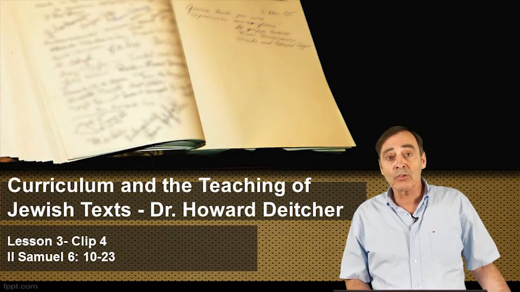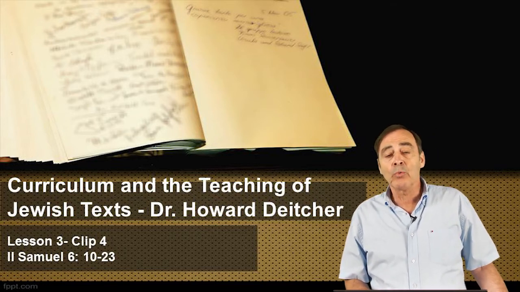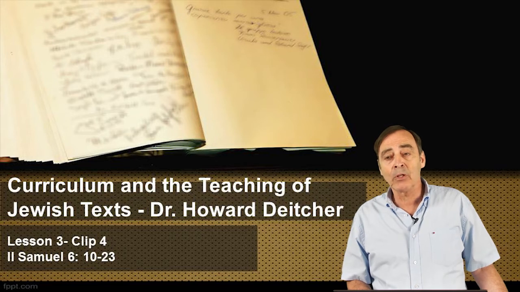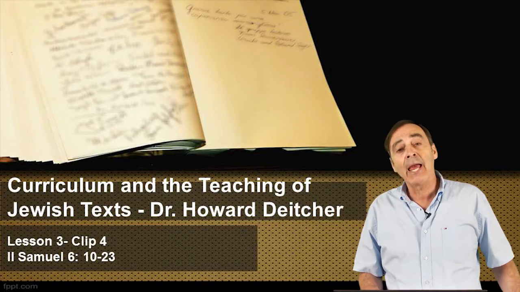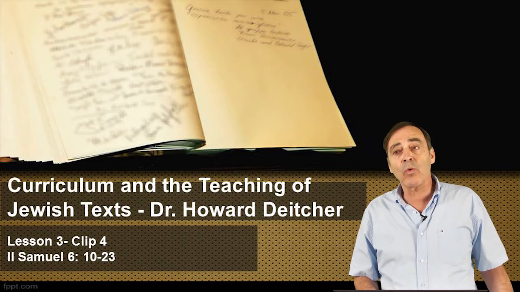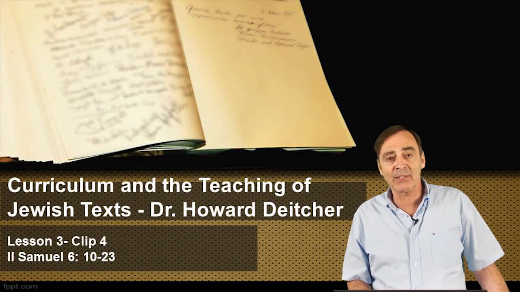What we're going to do now is look at the text that you've just examined on your own, which is from the second book of Samuel, chapter 6, verses 10 through 23. We're going to explore different types of literary tools that we have looked at in the previous lessons, and try to think together about which of these tools appear in this specific text.